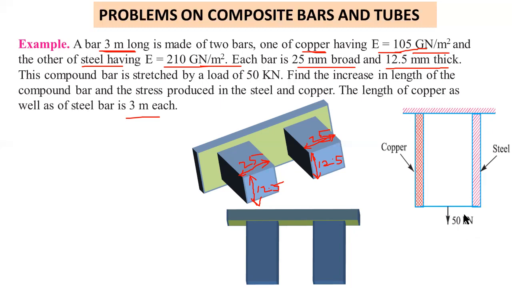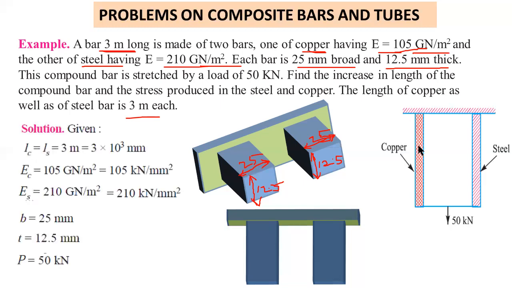You have to consider this 50 kilonewtons as the total load, that is capital P. Capital P equals 50 kilonewtons, and P1 is the load acting on the copper bar, P2 is the load acting on the steel bar. So capital P equals 50, 50 equals P1 plus P2. The given data: the length of the copper bar equals the length of the steel bar. Here the length of copper as well as steel bar is 3 meters. So the original lengths are LC, suffix C for copper and suffix S for steel.